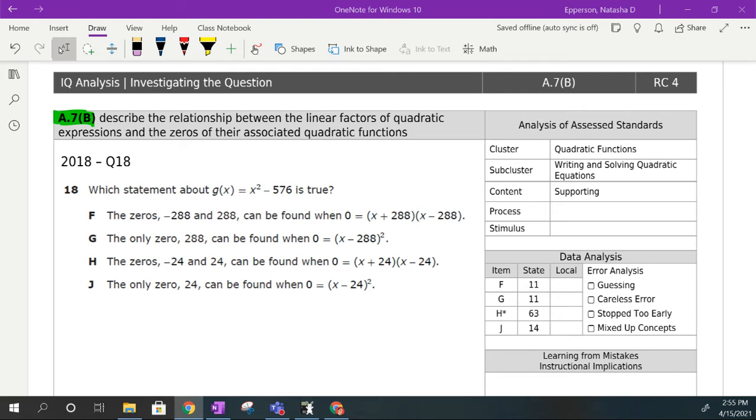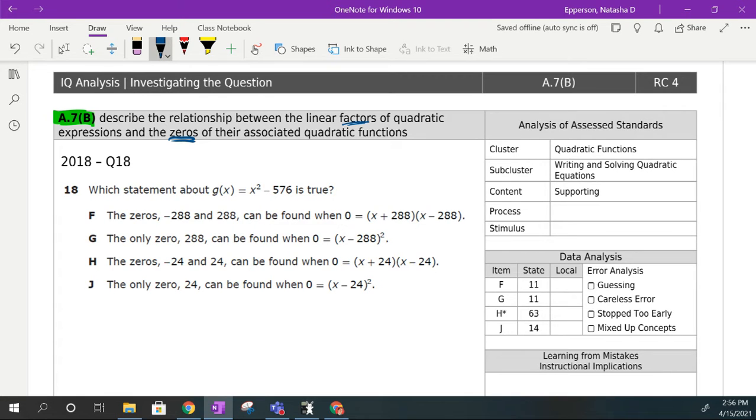All right, so in these, we're going over A7B, which describes the relationship between linear functions of quadratics and the zeros of their associated quadratic functions. So zeros, the factors, thinking about depending on the situation. Okay, so let's look at our question. The statements given about g of x is equal to x squared minus 576 is true.